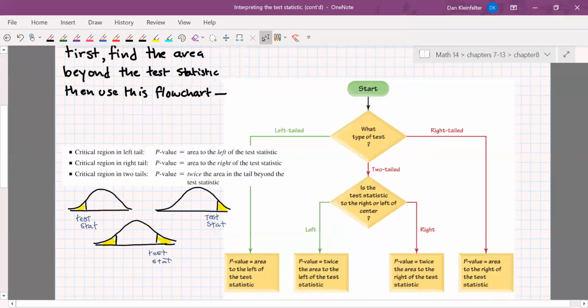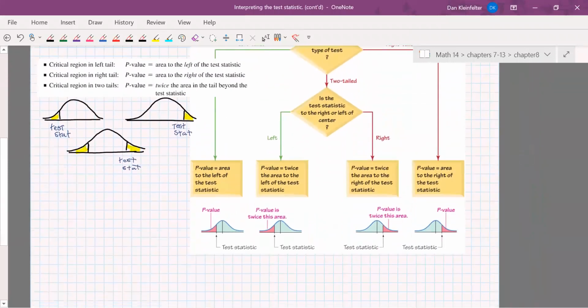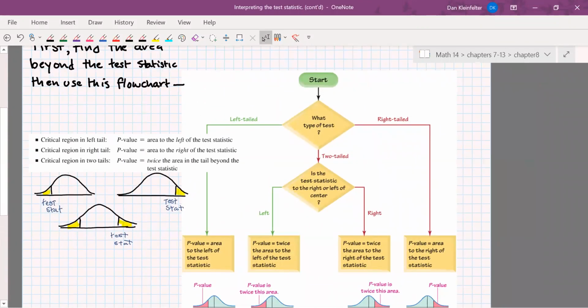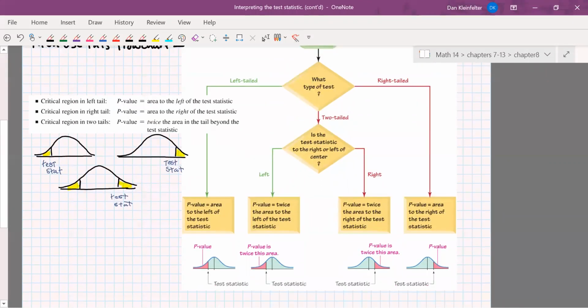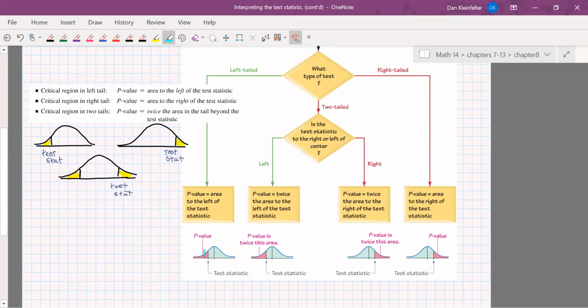So there's a flow chart kind of that governs what to do here. This will be easiest to follow in the course of an example, but just to give it a quick run through, we start, decide what kind of test we're doing. Is it left-tailed, right-tailed, or two-tailed? If it's left-tailed, the p-value is the area to the left of the test statistic. If it is right-tailed, the p-value is the area to the right of the test statistic.